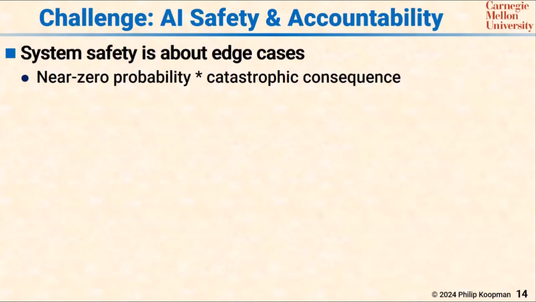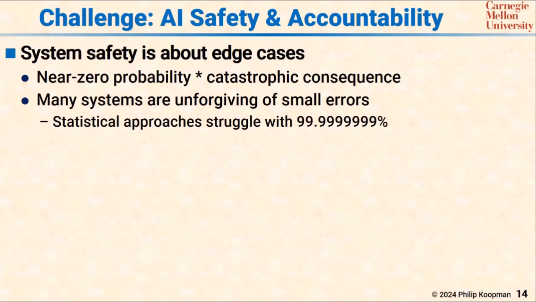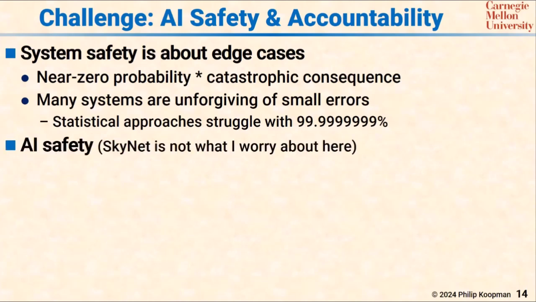Okay, another challenge is AI safety and accountability. System safety is about edge cases, near zero probability time, and catastrophic consequences. Lots of systems are unforgiving of small errors. Statistics has trouble with a bunch of nines, and I'll leave it there. I've given lots of other talks about that.